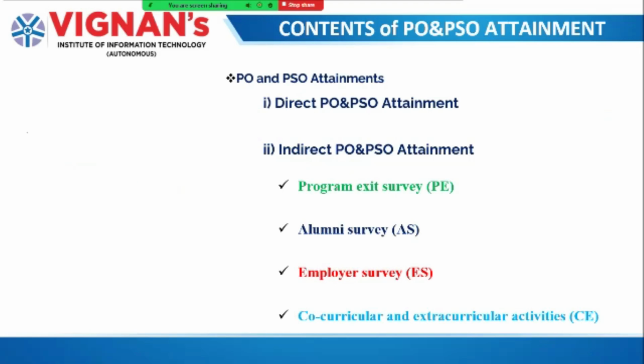Similar to earlier CO attainment, now we have PO attainment. Here also we have direct PO or PSO attainment and indirect PO and PSO attainment. So similar to earlier indirect CO attainment, here also we have different surveys. There is only course end survey, but here we have program exit survey, alumni survey, employer survey, and survey on co-curricular and extracurricular activities. Okay, let us see one by one.